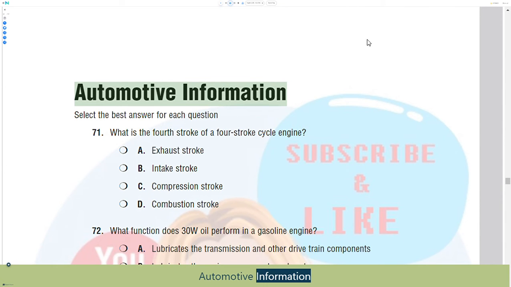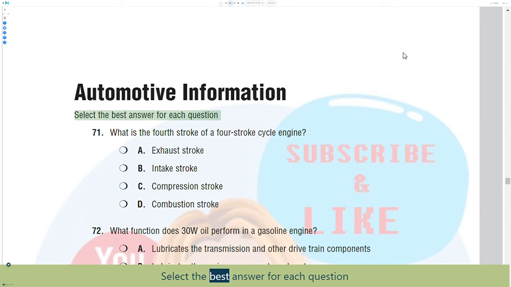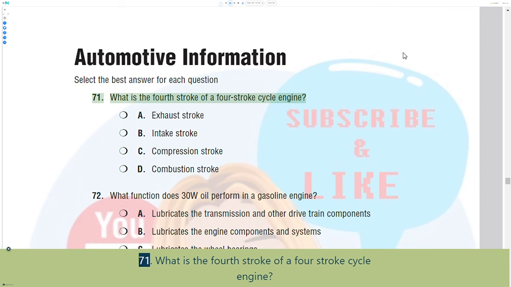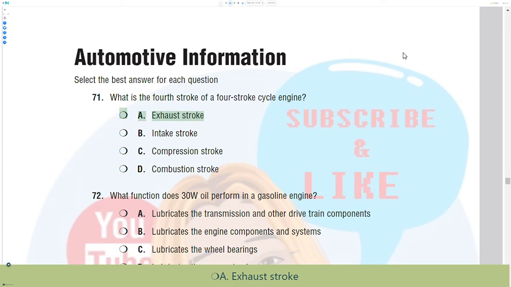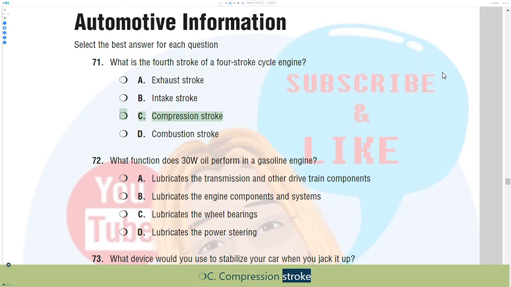Automotive information. Select the best answer for each question. 71. What is the fourth stroke of a 4-stroke cycle engine? A. Exhaust stroke. B. Intake stroke. C. Compression stroke. D. Combustion stroke.